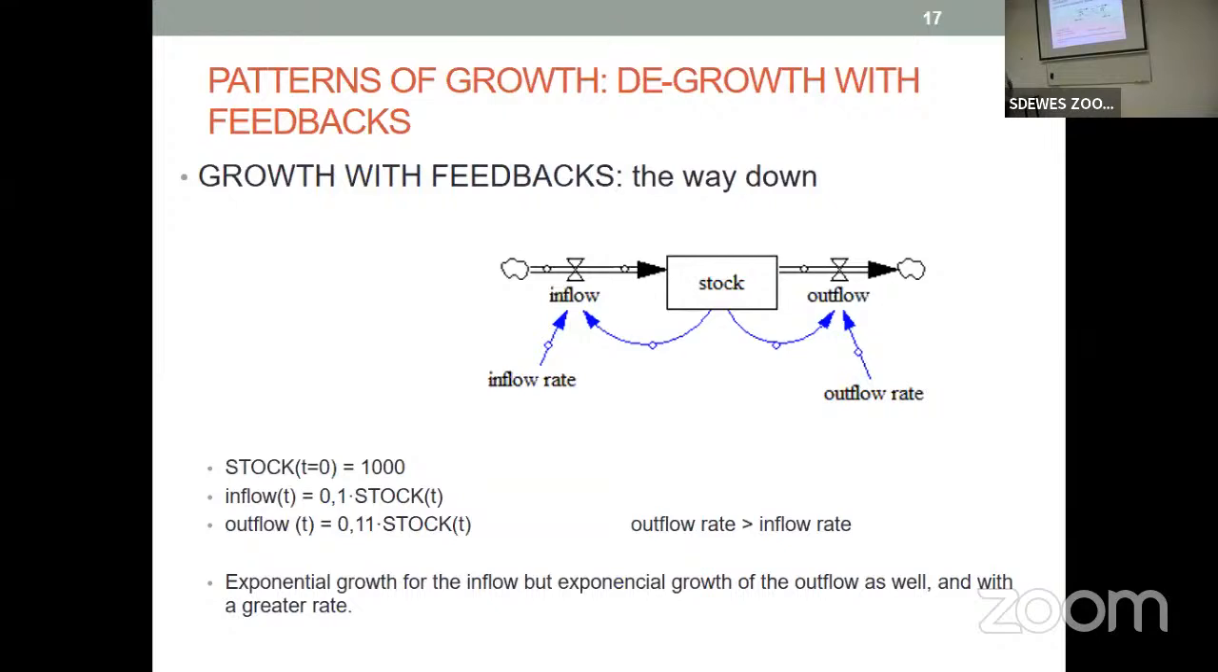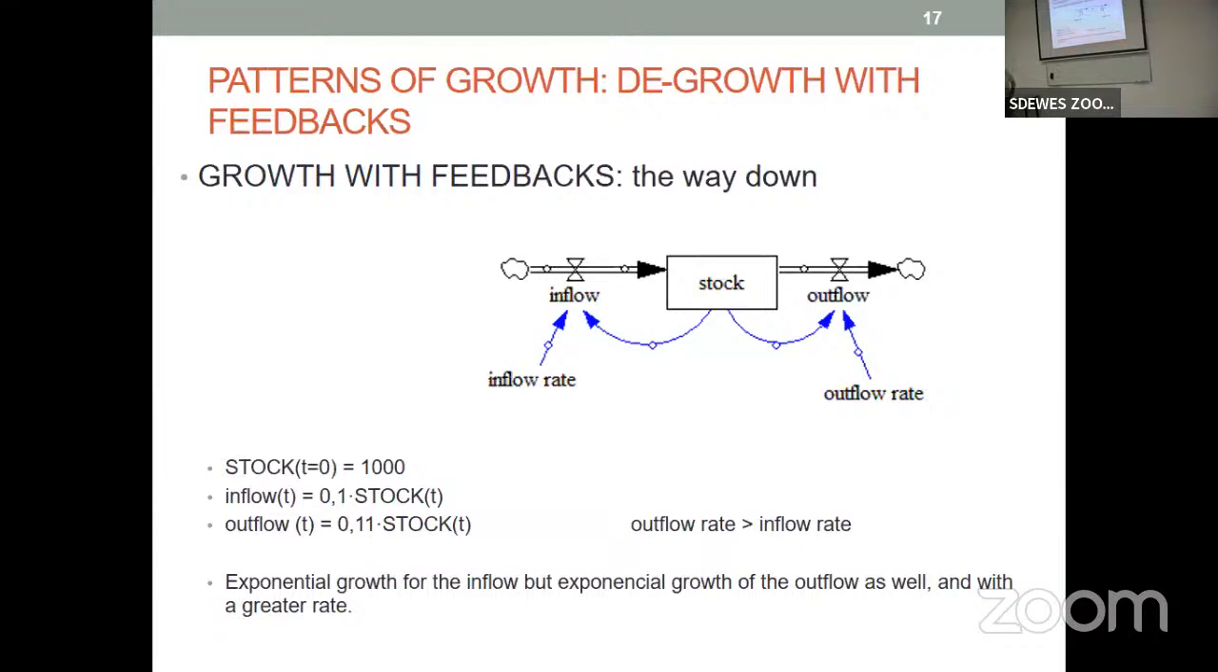A new step. Imagine now we have a couple of loops. One reinforcing loop: more stock, more inflow, more inflow, more stock. But also a balancing loop: more stock, more outflow, less stock. So we obtain an equilibrium flow here and a stable loop here.